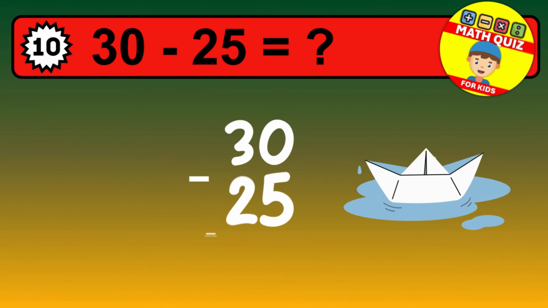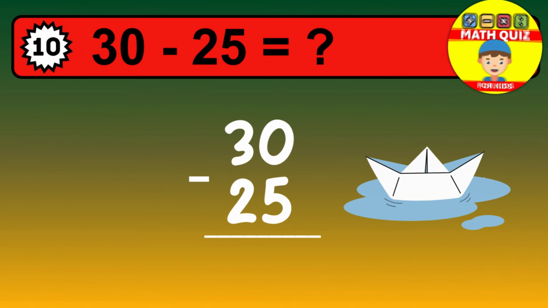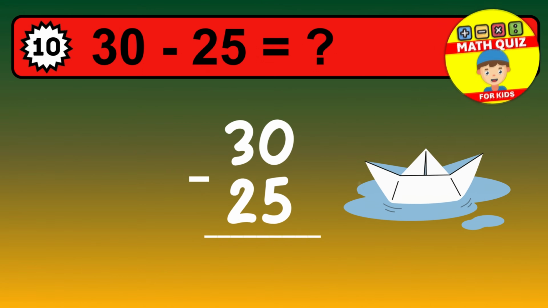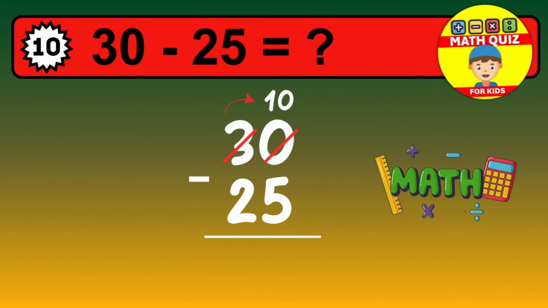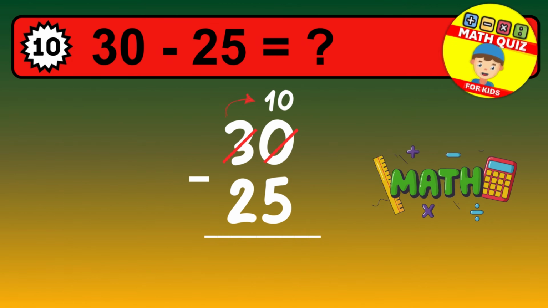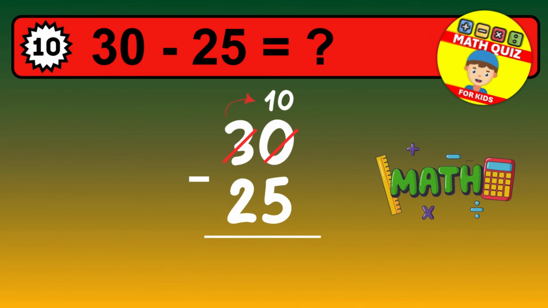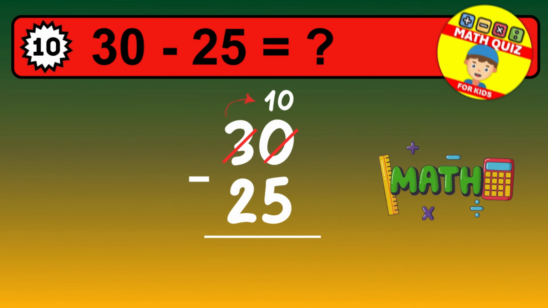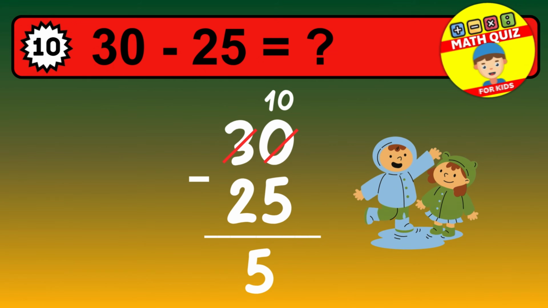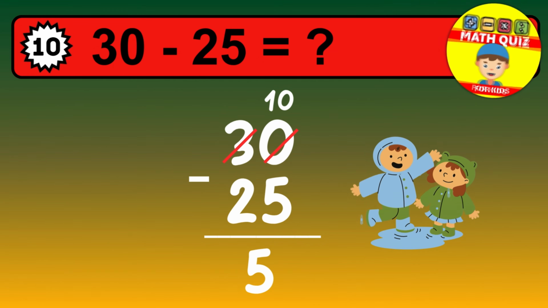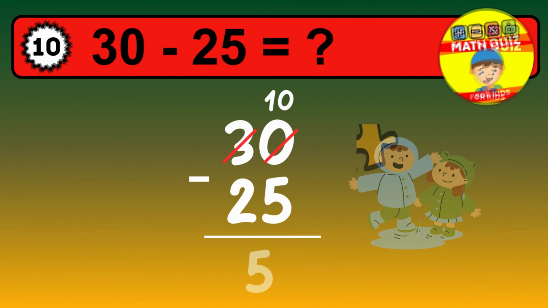Let's solve this step by step. We start with the units. 0 minus 5 is not possible, so we need to regroup. We take 1 ten from the tens column. Now we have 2 tens, and the units become 10. Now we subtract. 10 minus 5 is 5. Then we go to the tens. 2 minus 2 is 0. The final answer is 5.